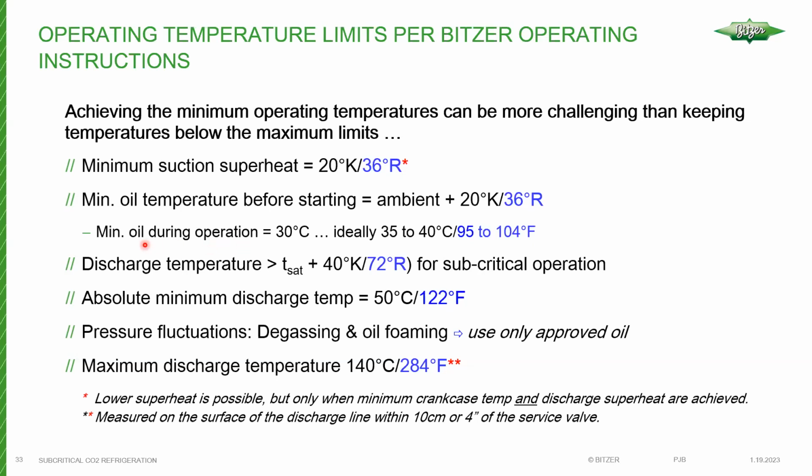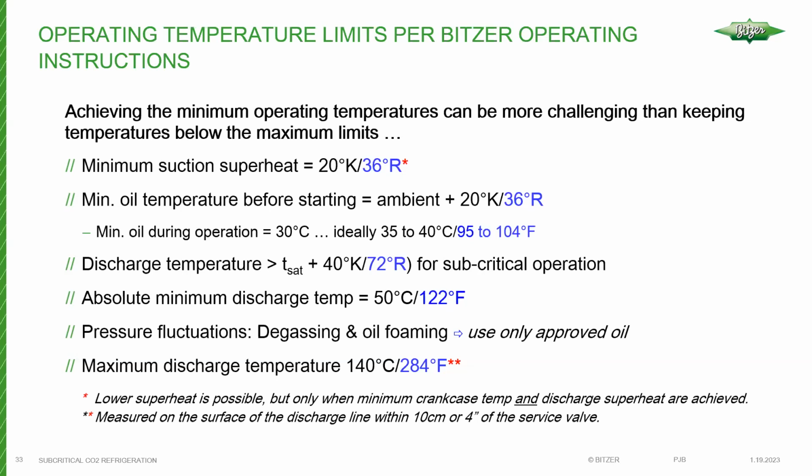Minimum oil temp during operation is 95 to 104 degrees Fahrenheit. This is your minimum oil temp, so it's going to be that or even higher. But certainly if you see a crankcase is freezing up, that's obviously your oil temperature is too low. And you may see oftentimes there's systems where your superheat is good at the evaporator and we're holding a stable superheat, and that's great, but just not always enough.